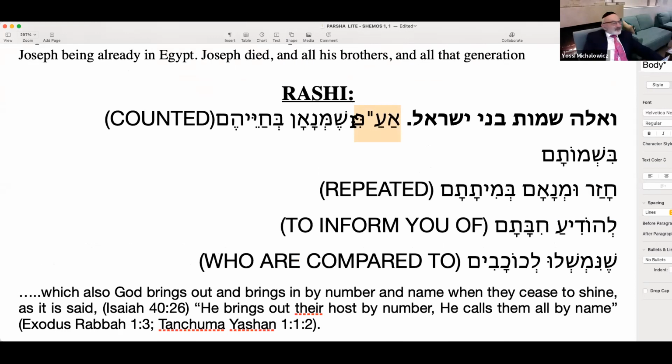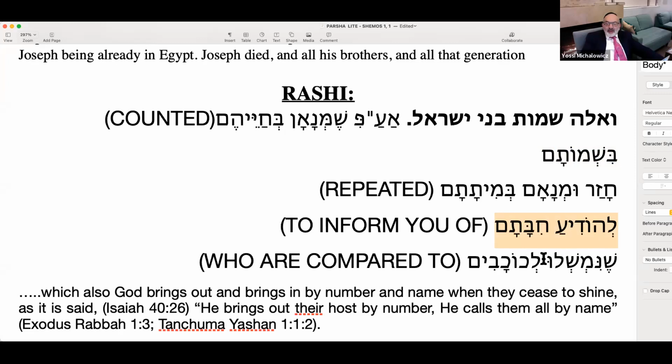Even though, af al pi, even though they were counted b'chayim, in their lifetimes, bishmosam, by their names, back in Parshas Vayigash, even though they were counted already, we know their names, it's still counted after they're gone. The Torah repeats, uminom, and counts them b'misosam, after their death. After their death, they count them again. Why? Lehodia, to inform you, chibasam, their love that Hashem had for them.